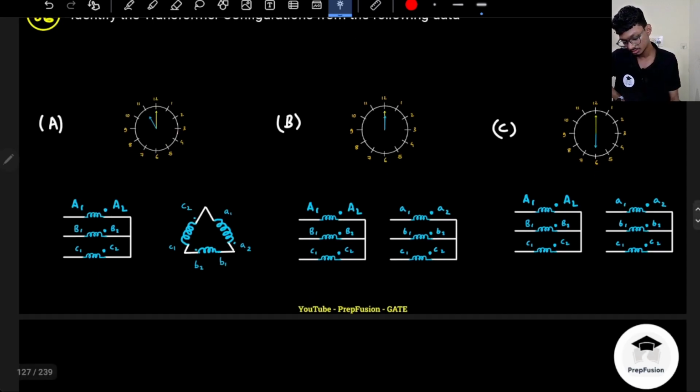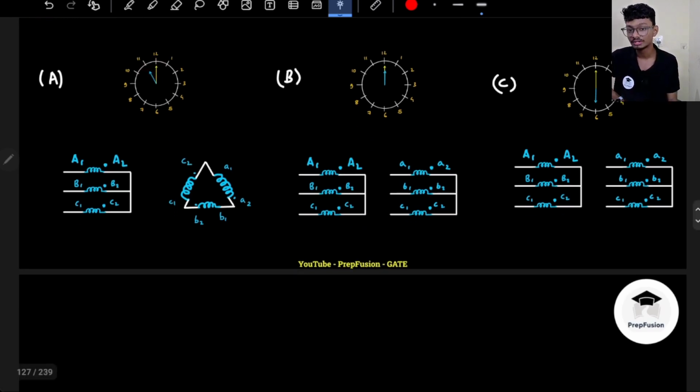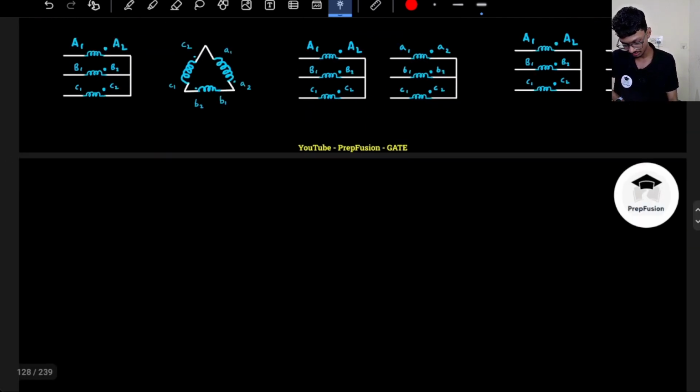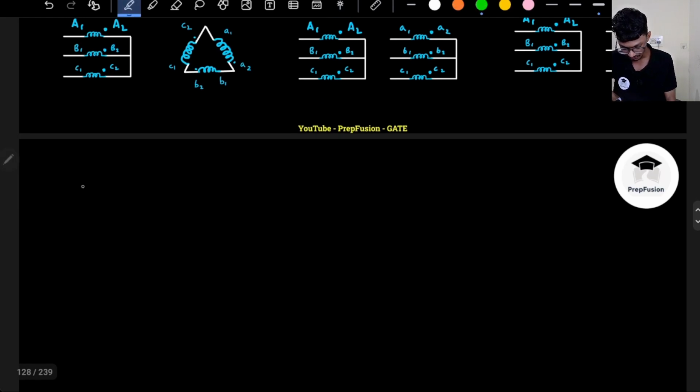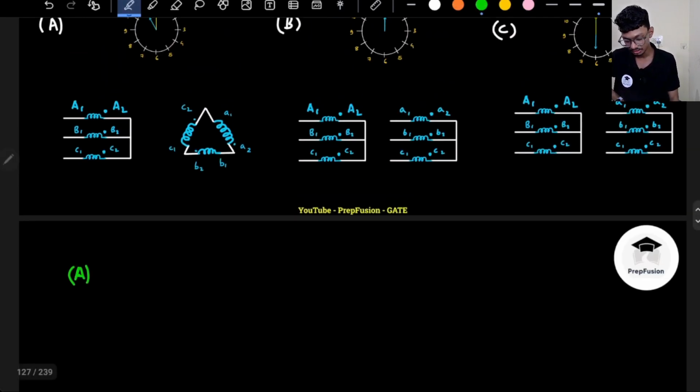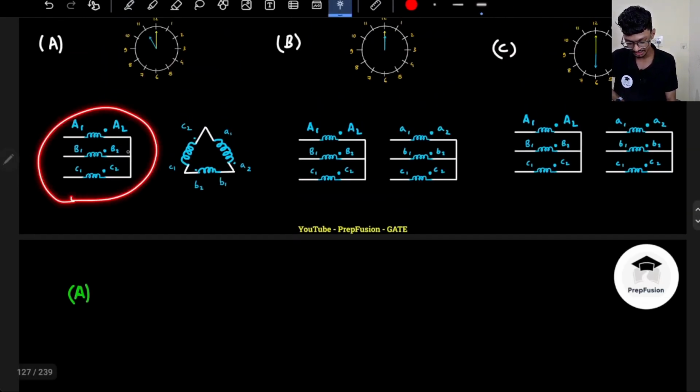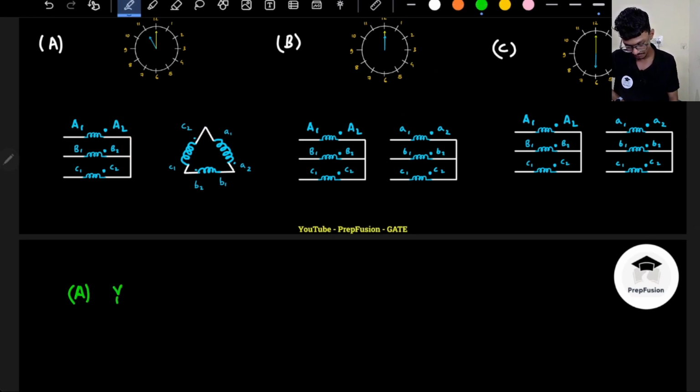So if this clock diagram is given, this means what? The LV winding is leading the HV winding. So there is a phase difference of 30 degrees. For option A, first of all, I will identify the HV winding. HV winding is star connected, so it will be Y. LV winding is delta connected, so it will be D.